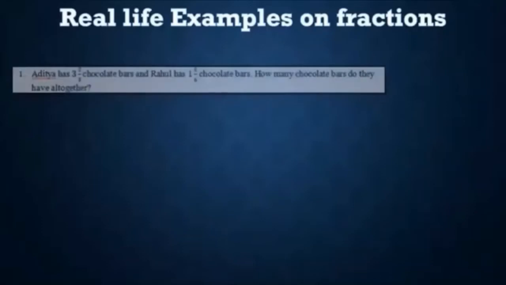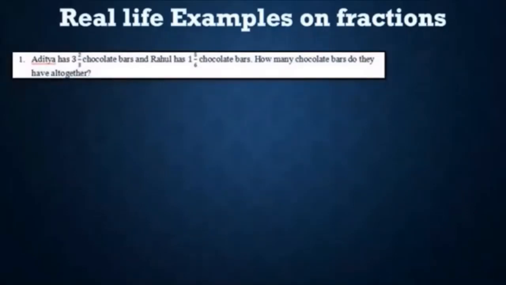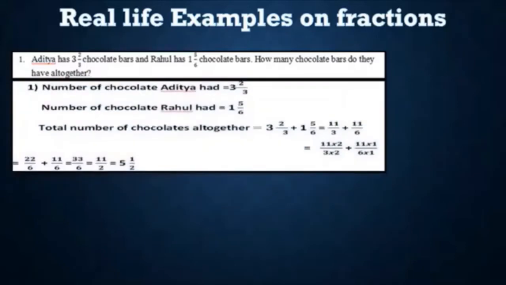So our first question will be: Aditya has 3 2 by 3 chocolate bars and Rahul has 1 5 by 6 chocolate bars. How many chocolate bars do they have all together? So, how do we solve this question? To solve this question, we will have to add 3 2 by 3 plus 1 5 by 6. So, when we add it, we'll first have to convert both of them into improper fractions. So, it will be like this. We'll first write word problems or statements on them, then we will do the addition.